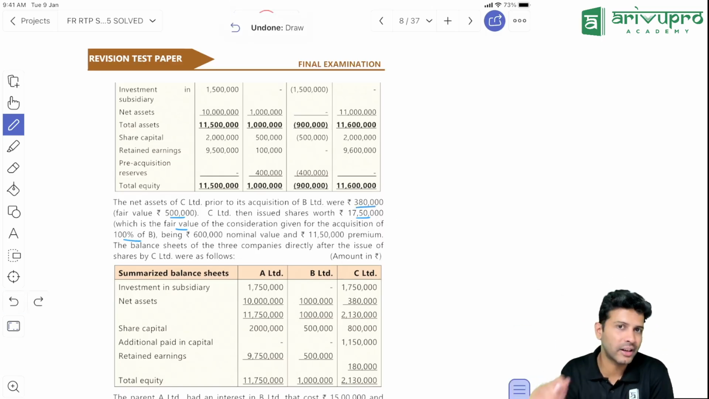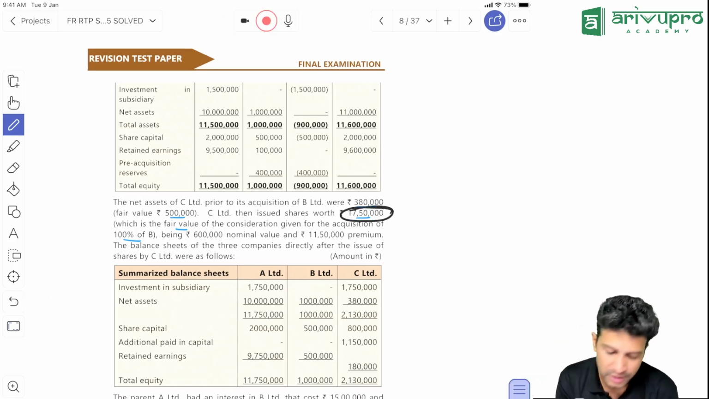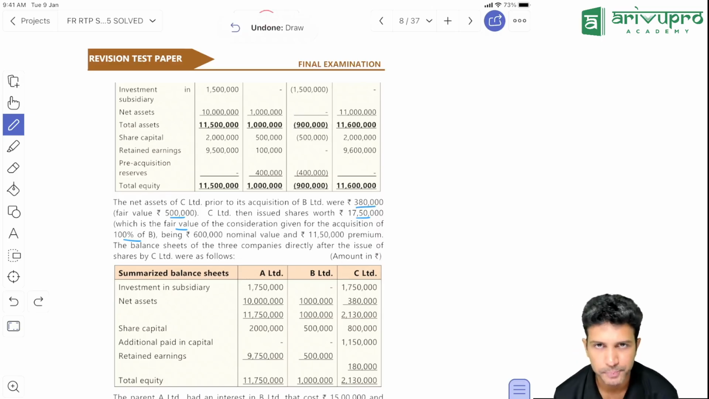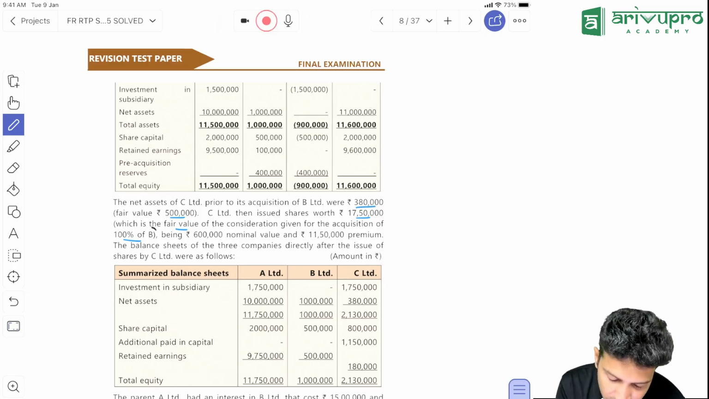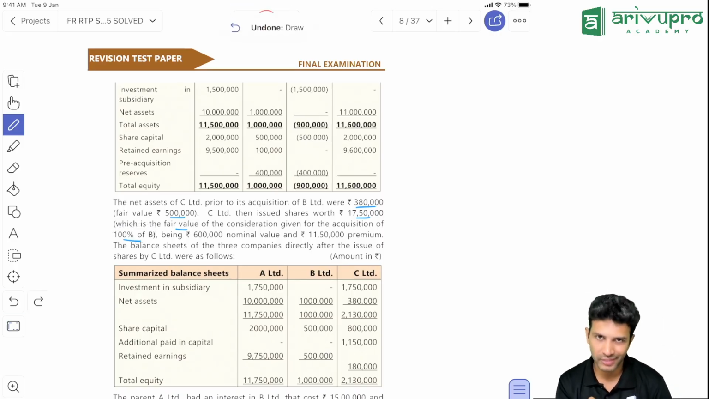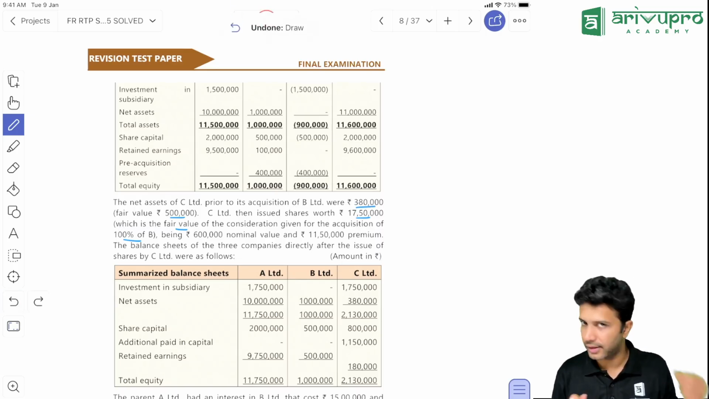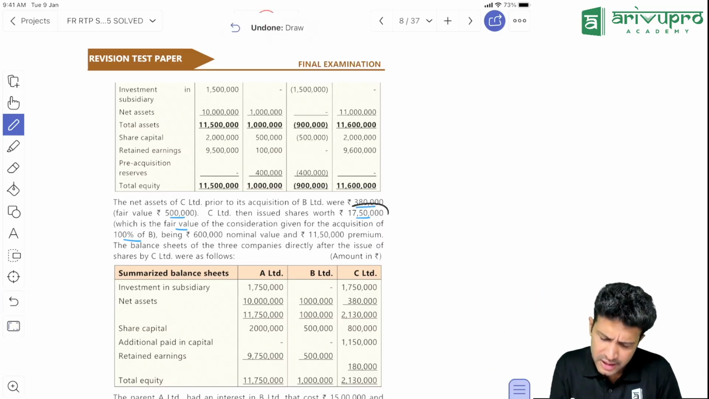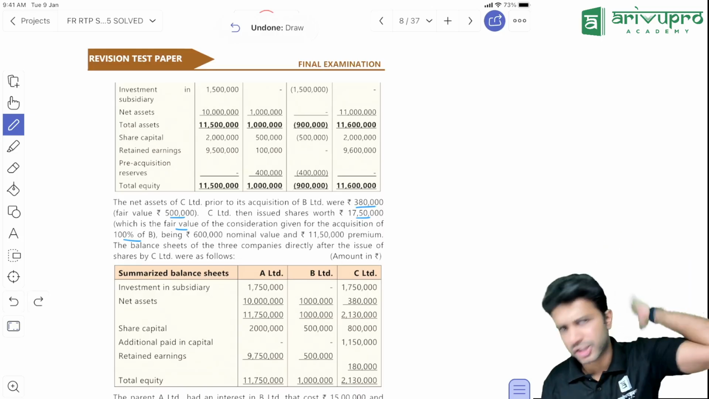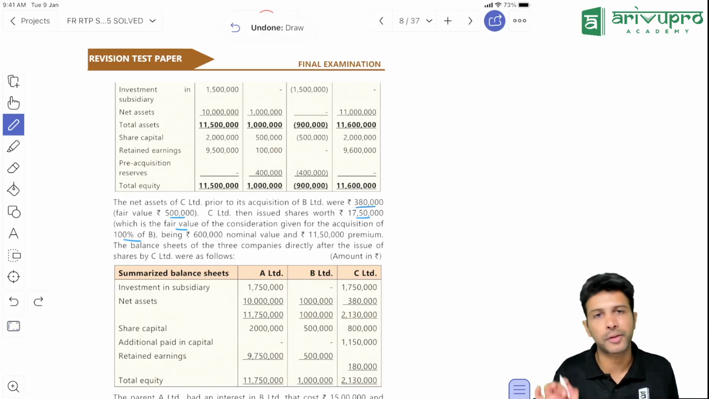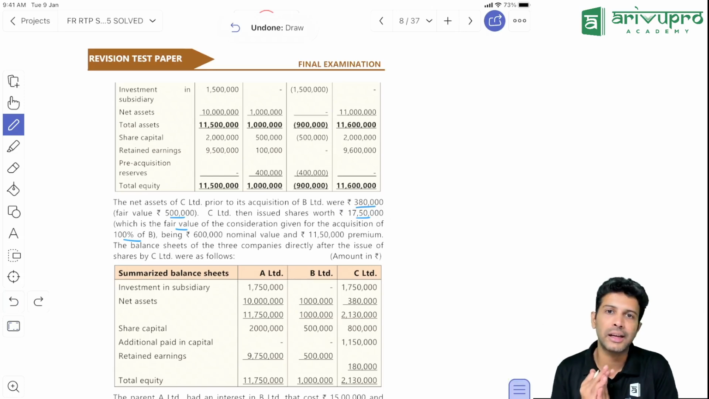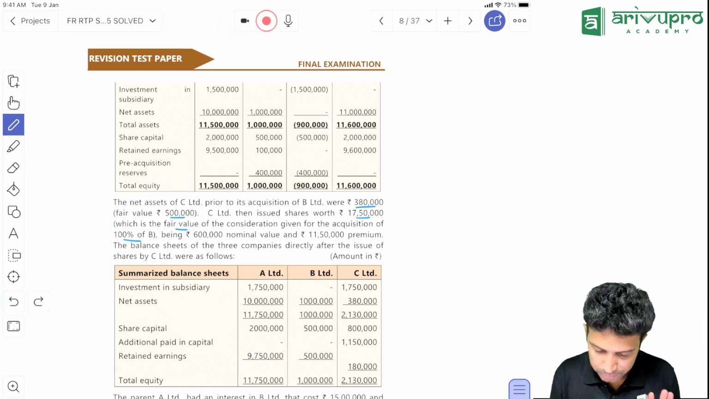Now C has acquired 100% of B, so they have to give some purchase consideration. They're saying they gave 17,50,000 as consideration. The 17,50,000 is for 100% of B. If you acquire 100% of B, the value is 17,50,000. Since C has acquired 100%, they are saying we have given our company's shares, worth 17,50,000, which is equal to the fair value of company B. Okay, keep this data in mind.